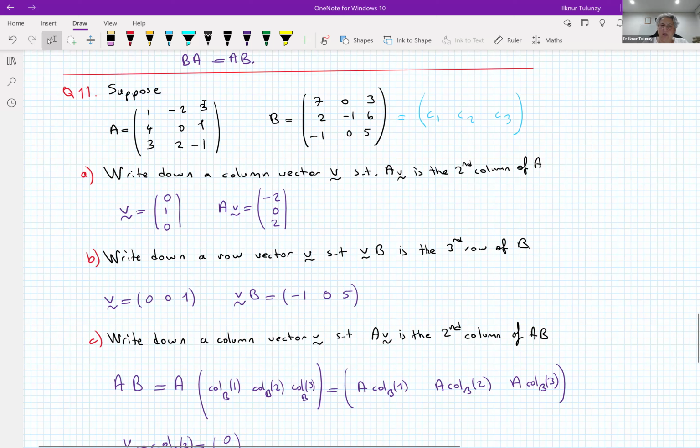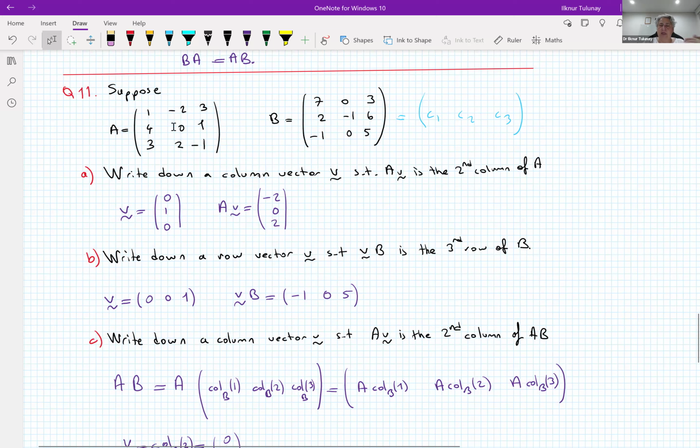Now, this one is the first column, this one is the second column, this one is the third column. If you want to multiply this with the column vector, because this multiplication is from the right-hand side, V has to be a column vector. And I would like to obtain everything in the second column. So if I choose V as 0, 1, 0, it's a very natural choice, because this multiplication will give me the second column.